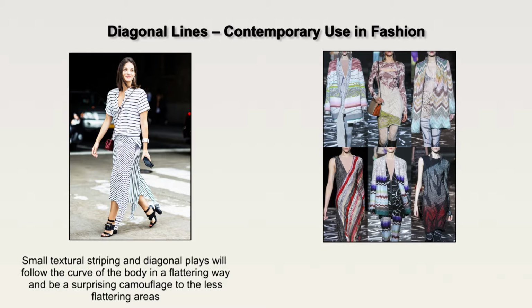This image is a good example of how small textural striping and diagonal plays can be used to follow the curve of the body in a flattering way. This could also camouflage the less flattering areas.